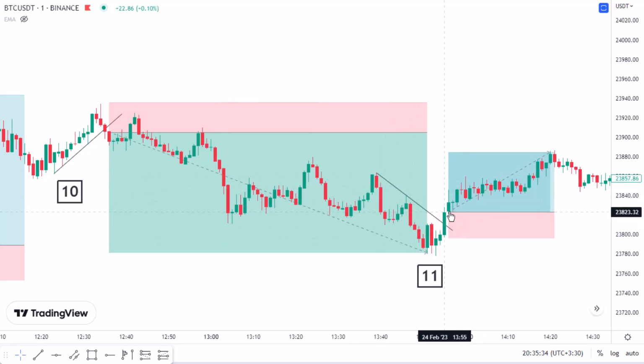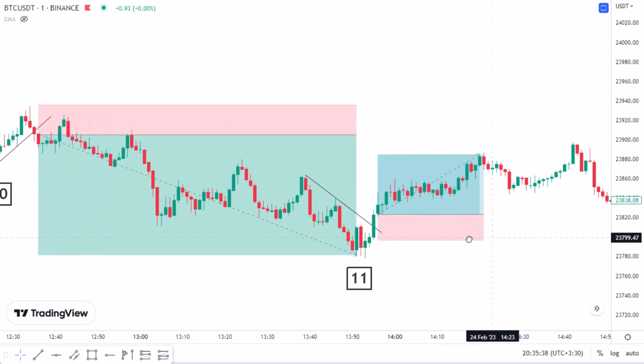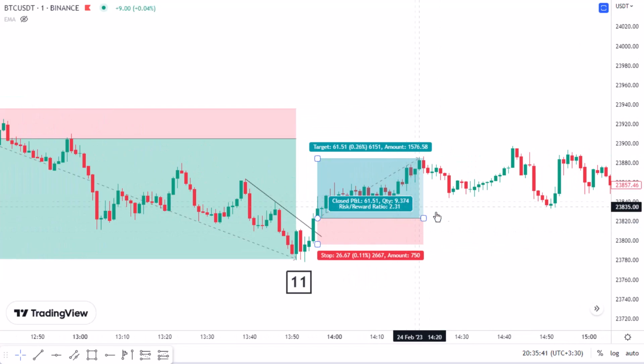On the trade 11 we have this trend line with 2 touches. The third time it breaks it here. We enter the buy position, put our stop loss below that, look for RR2, which gives us our target.